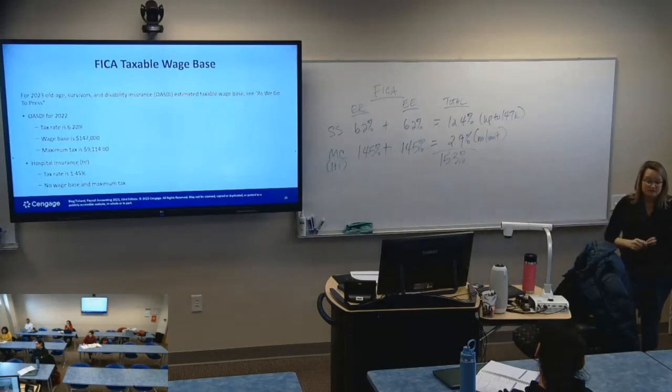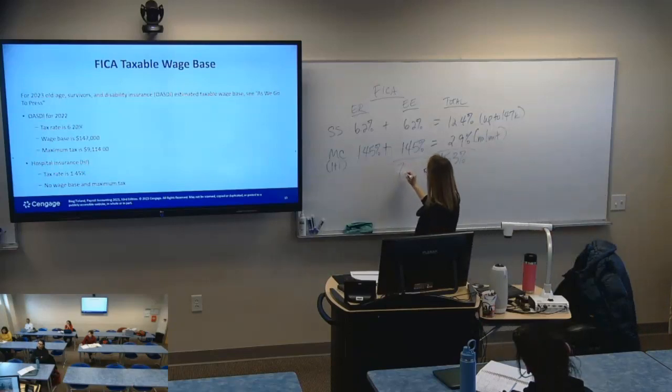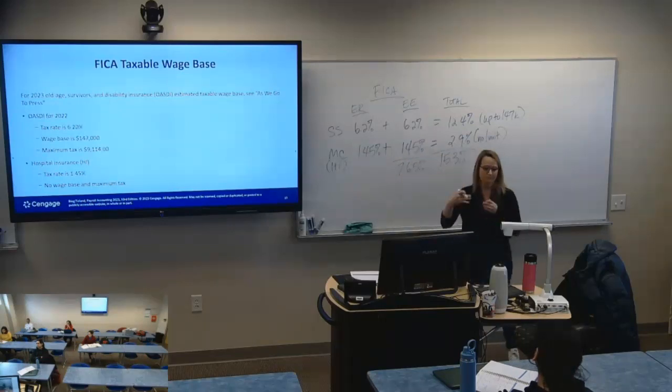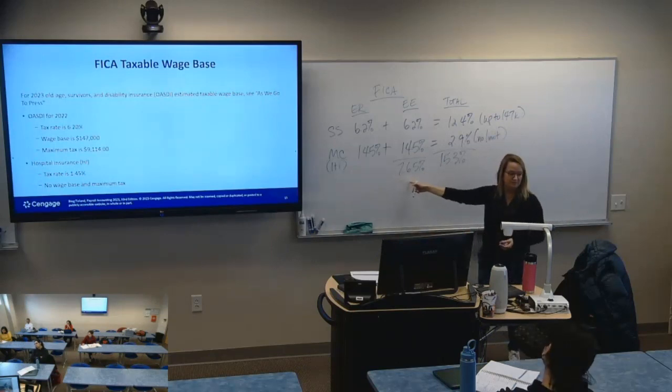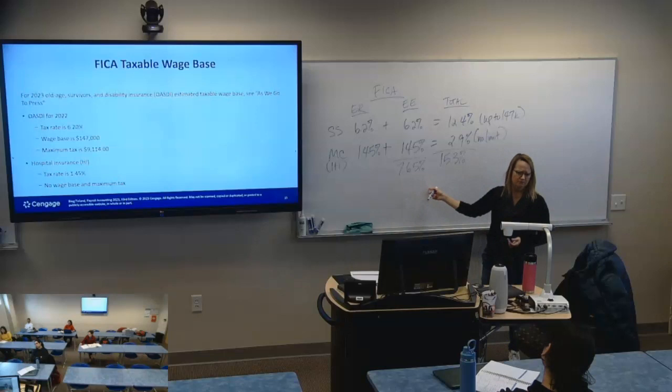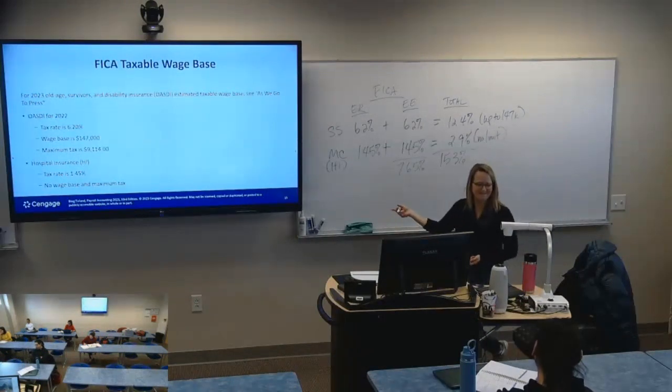So if somebody makes $100,000 a year, the employee is going to pay 7.65%. You'll become familiar with these percentages because you're going to use them a lot. So they would pay 7.65% of $100,000, so $7,650. Is that right? I'm having trouble with my decimals.